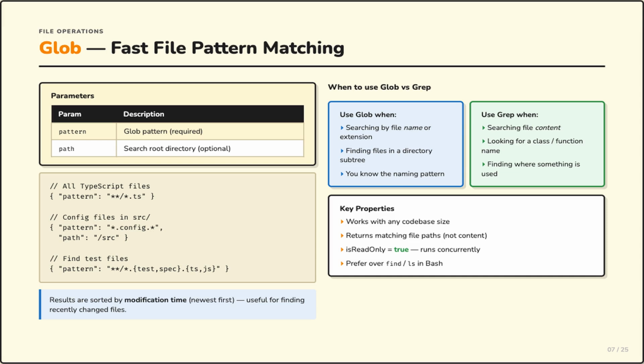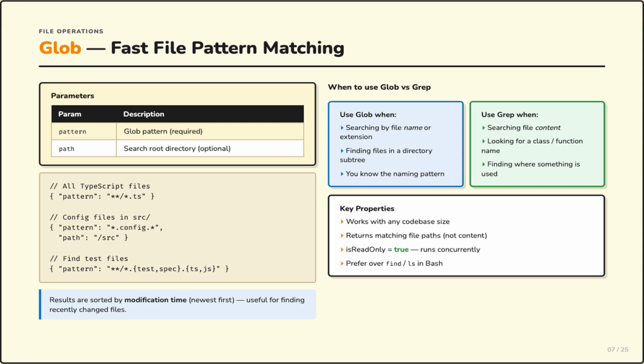Glob is a fast file pattern matching tool built for any codebase size. You give it a glob pattern like **/*.ts for all TypeScript files and an optional root directory to search from. It returns matching file paths sorted by modification time, newest first, which is handy for finding recently changed files.